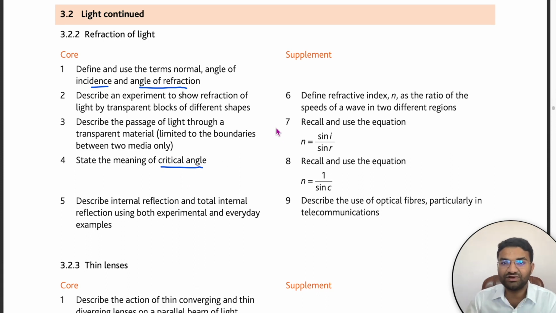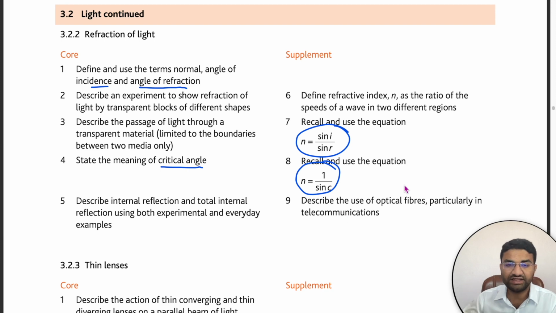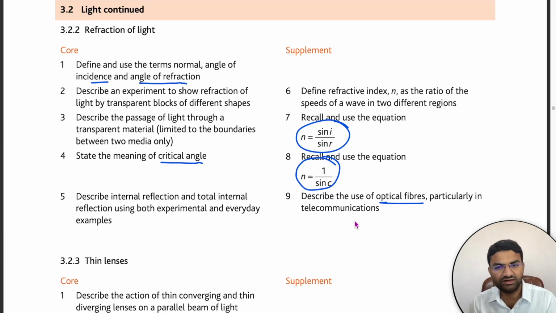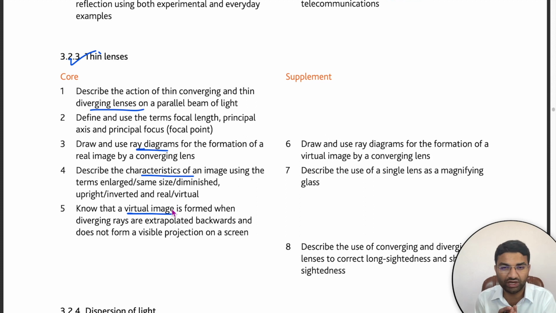For an extended student, you have n is equal to sin i upon sin r, and their problems. Then n is equal to 1 upon sin c, the critical angle, and their applicability in the optical fiber, particularly for telecommunication purposes. Next, thin lens: basic concepts such as diverging lens, converging lens, then ray diagrams, characteristics of ray diagrams, then what a virtual image is.